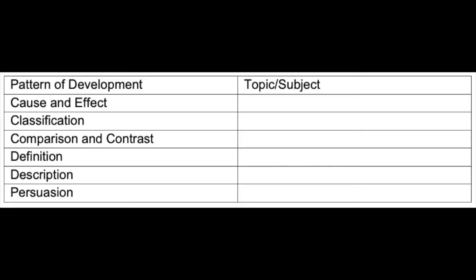Okay. Now, using this table, I want you to choose, okay? Choose which topic or subject shows cause and effect, or which topic or subject can be used for a paragraph development using cause and effect, classification, comparison and contrast, definition, description, and persuasion. Okay?